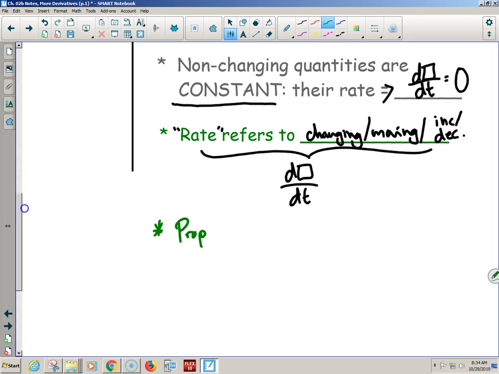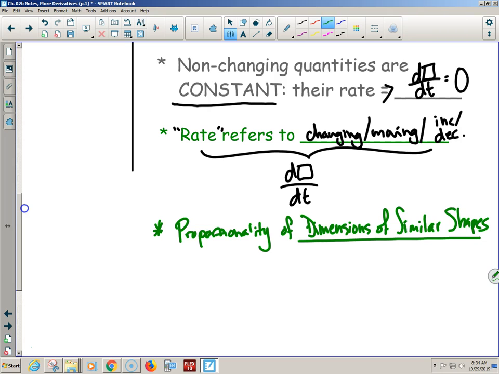Proportionality. I was trying to think of how I want to summarize it. Proportionality of the dimensions of similar shapes. I don't know why I've never done this before, but you guys are just interested. Here we go. Proportionality of similar shapes.